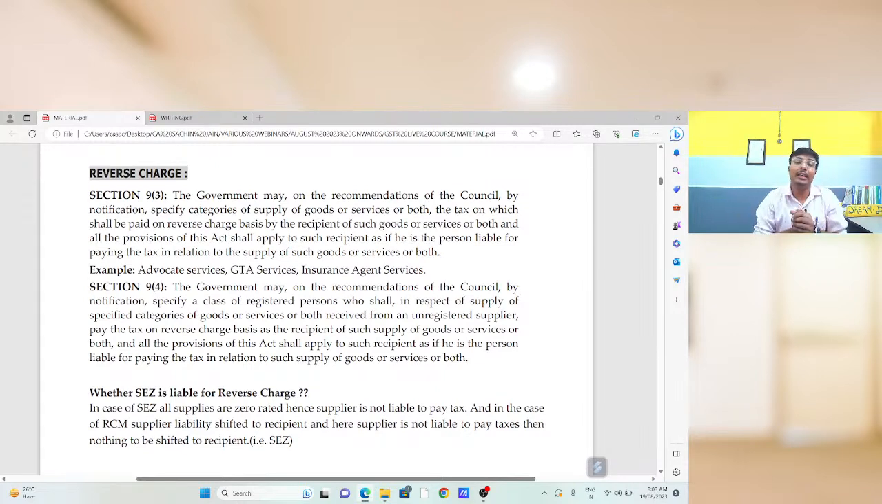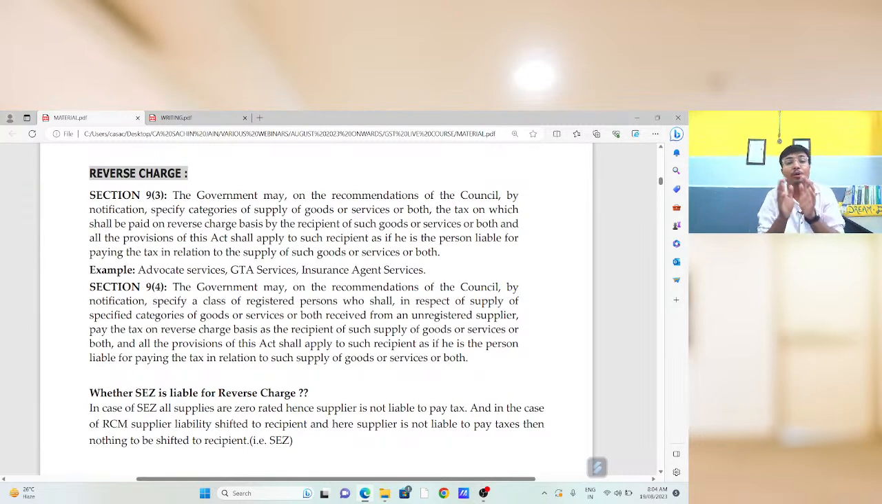Then we had started our discussion on the GST Council, the power of the GST Council, and the voting rights, 66.67 percent and 33.33 percent. After that, we had started our discussion on the basic term of supply. Section 7 of the CGST Act: supply includes sale, exchange, barter, transfer, license, lease, rental. After that, we had started our discussion on Schedule 1, Schedule 2 and Schedule 3 of the CGST Act.